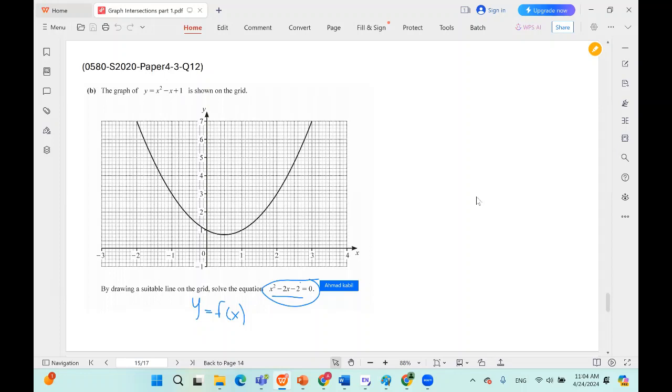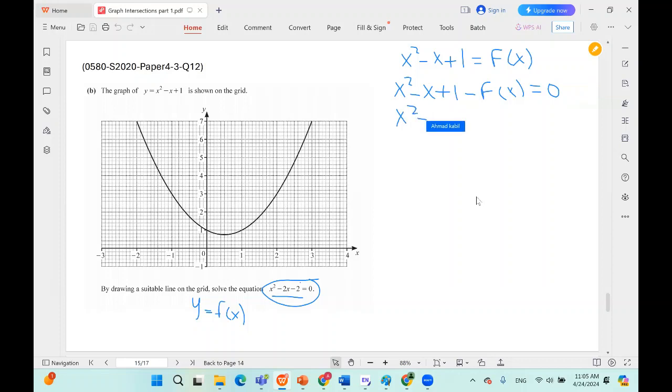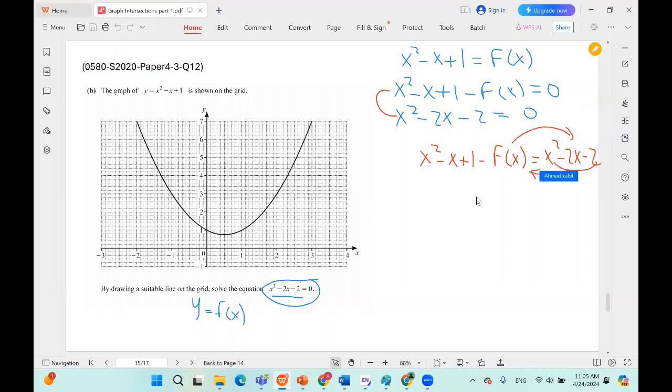So like we did in a previous question, we're going to say x squared minus x plus 1 equals f of x. X squared minus x plus 1 minus f of x equals 0. This is the same as their equation, which is x squared minus 2x minus 2 equals 0. So now we equate our equation with their equation. So we have x squared minus x plus 1 minus f of x equals x squared minus 2x minus 2. We can isolate the f of x, take it on the right, and take this expression here on the left.